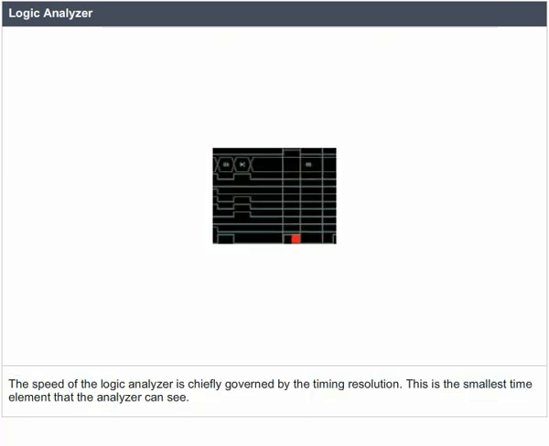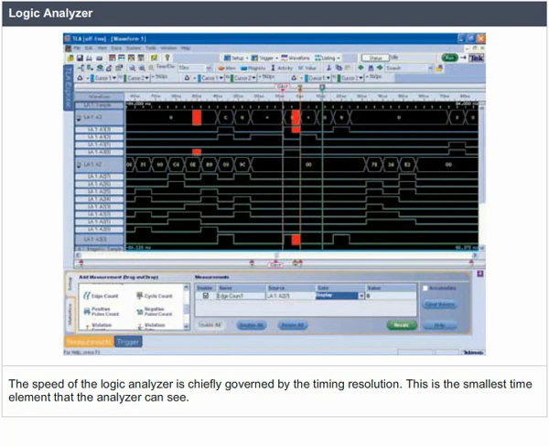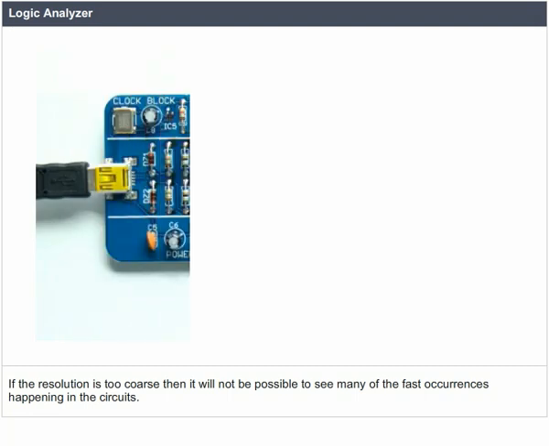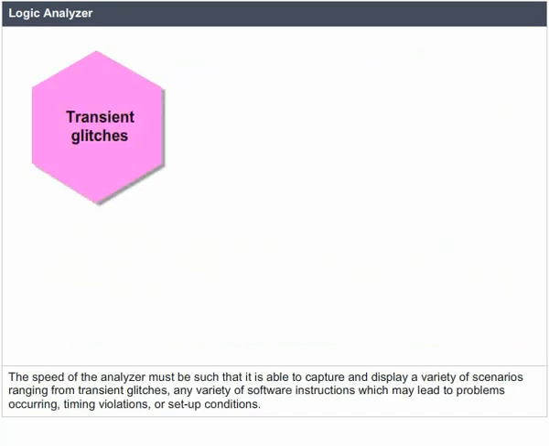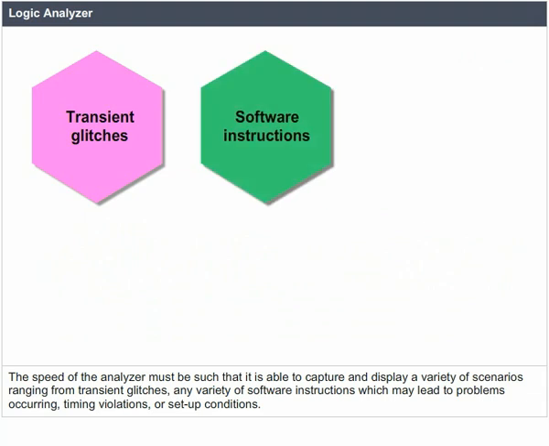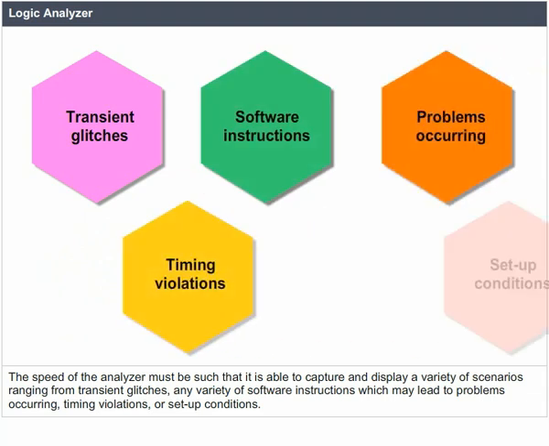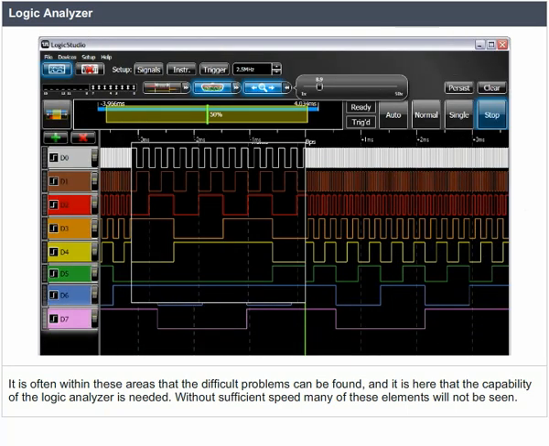The speed of the logic analyzer is chiefly governed by the timing resolution. This is the smallest time event that the analyzer can see. If the resolution is too coarse, then it will not be possible to see many of the fast occurrences happening in the circuits. The speed of the analyzer must be such that it is able to capture and display a variety of scenarios ranging from transient glitches, any variety of software instructions which may lead to problems occurring, timing violations, or setup conditions. It is often within these areas that the difficult problems can be found, and it is here that the capability of the logic analyzer is needed. Without sufficient speed, many of these elements will not be seen.